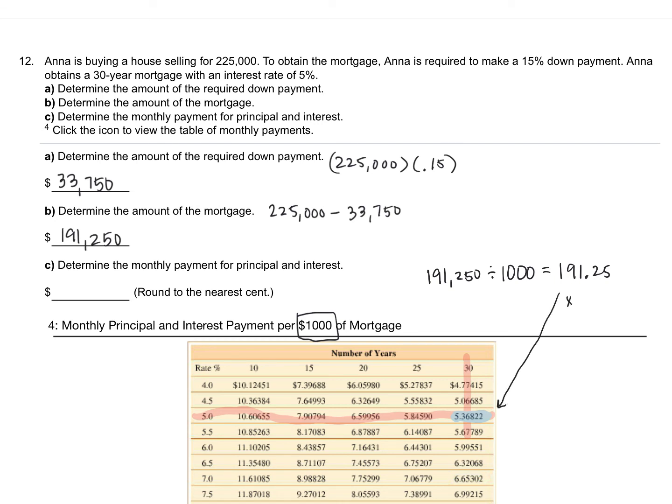In this case, it's 5.36822. So 191.25 times 5.36822, and I get $1,026.67 to the nearest cent. So that's using the chart. Again, this should work if you put it in the TVM calculator as well. So those are your two options. You can use the chart or use the calculator, whichever is easier for you.